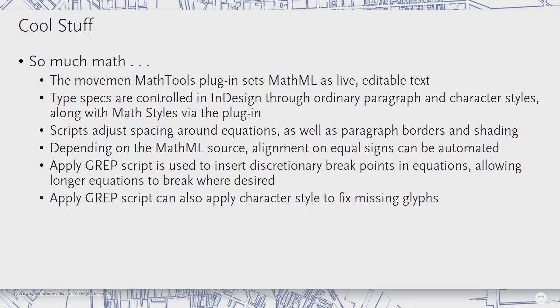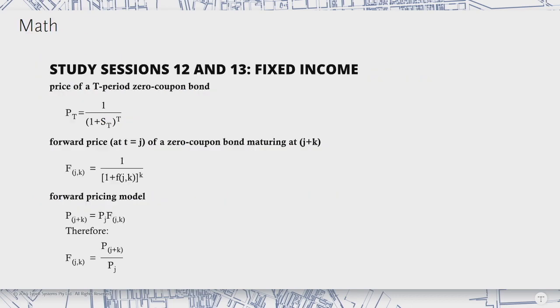And we're using our apply GREP script to insert some discretionary breakpoints. So if an equation is long and you want it to break before the plus sign versus after the plus sign, you have to tell it where those breaks are allowed. And that can be customized for whatever your style is for handling equations like that. And then you can also use a GREP script or character style updates to fix missing glyphs. So if you're using a font that doesn't contain every single math glyph, you can swap in some of them with a different font that does. And so there's a few ways to do that.